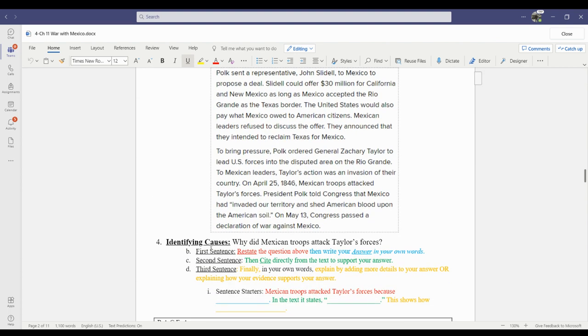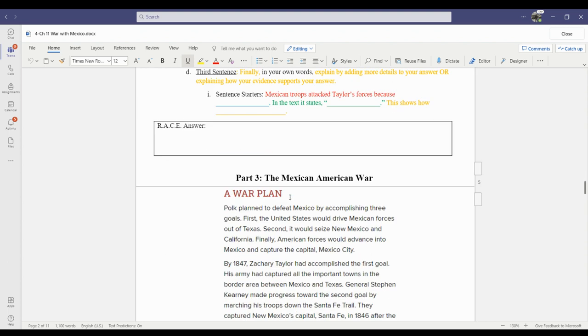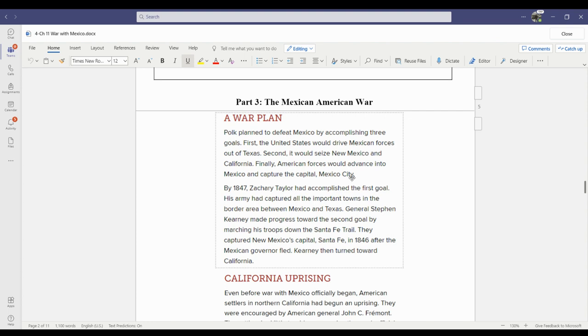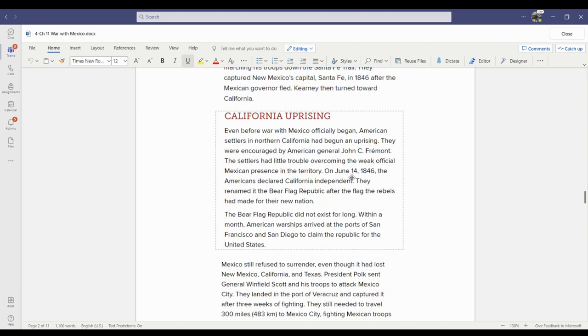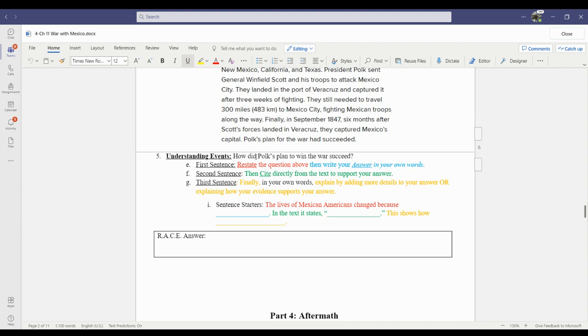Next, two more paragraphs, and you're explaining to me, why did Mexican troops attack General Taylor's forces? So what was the reason Mexican troops attacked the American army under General Taylor? Another race question. Part 3, the Mexican-American War. So the war actually starts, and you have quite a few paragraphs here basically summarizing the whole war, and you're going to explain, how did President Polk's plan to win the war succeed?